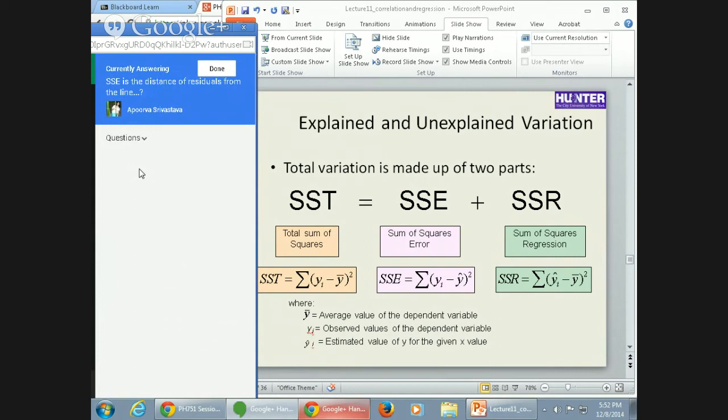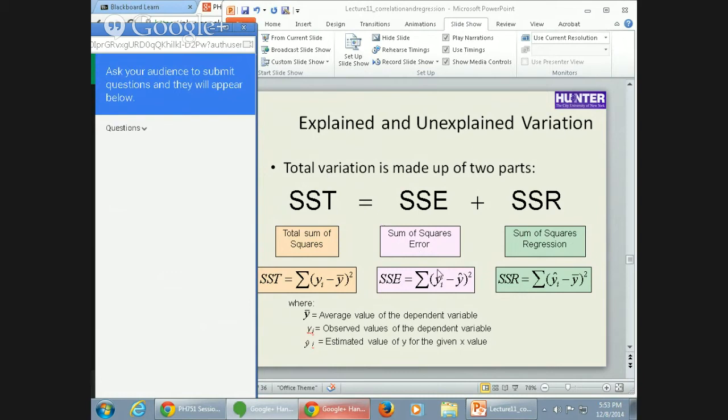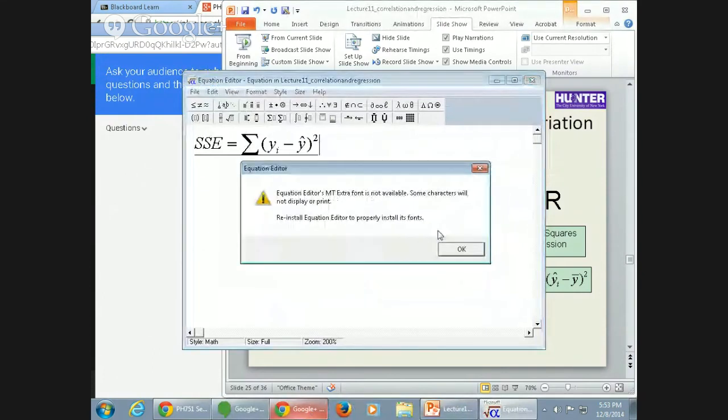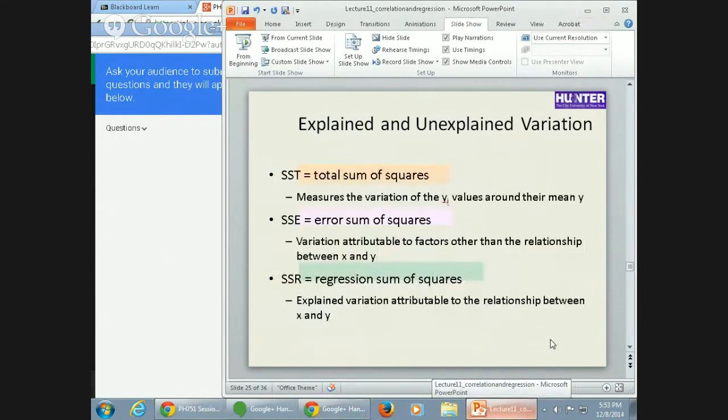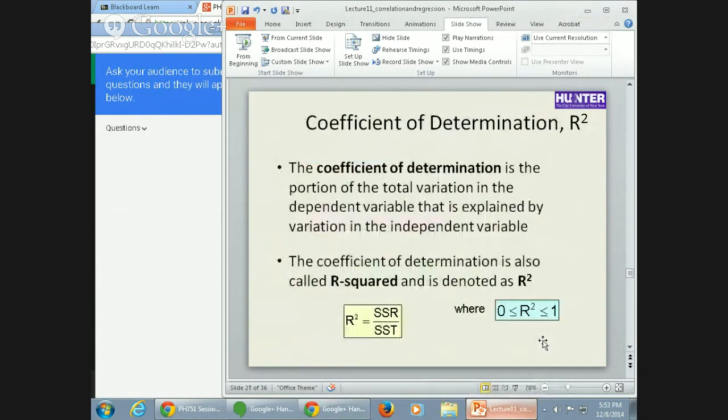So SSE is the distance of residuals from the line, the sum of squares of error. That's right. SSE is, y_i is the data point and y hat is the line. So the SSE is the sum of squares of the residuals from the line. Shouldn't that be y hat sub i? It's dependent on x. Yes, good point. This should be y hat sub i because it's dependent on x. I'll put that in too. There. Thank you. Okay.